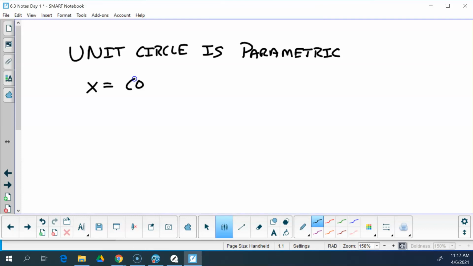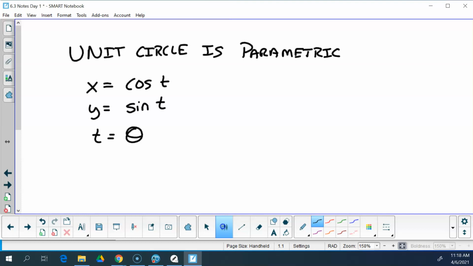So x is the cosine of theta, right? Or in this case, it would be the cosine of t. What's y? It'd be sine of t. Yeah. And t, the values of t that we put in, that's our angle measures, right? That's theta.